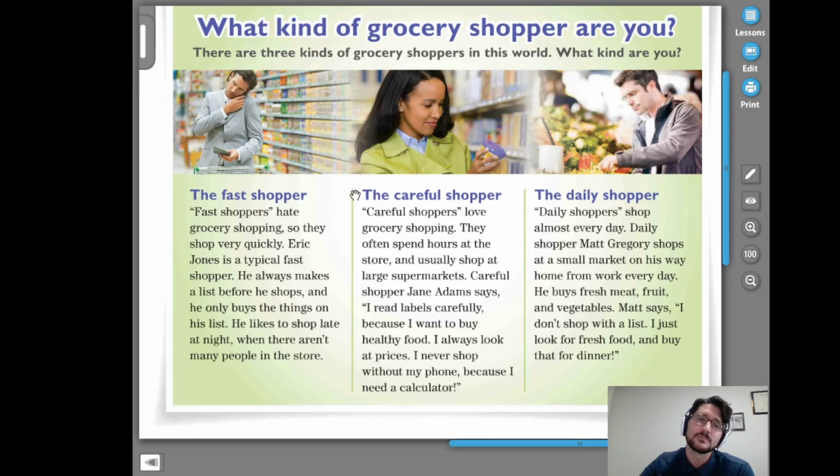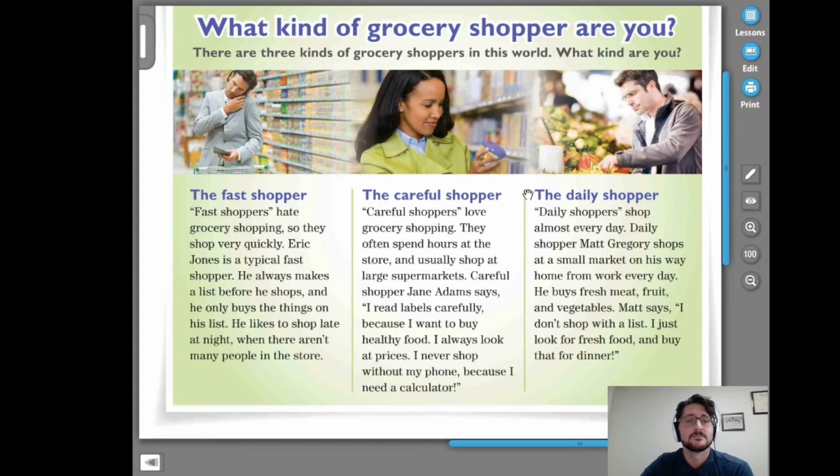Careful shoppers love grocery shopping. They often spend hours at the store and usually shop at large supermarkets. Careful shopper Jane Addams says, "I read labels carefully because I want to buy healthy food. I always look at prices. I never shop without my phone because I need a calculator."